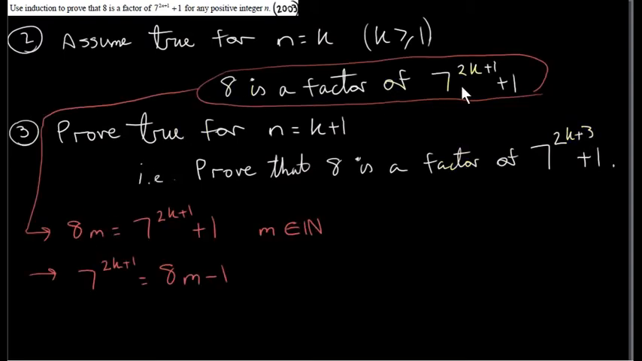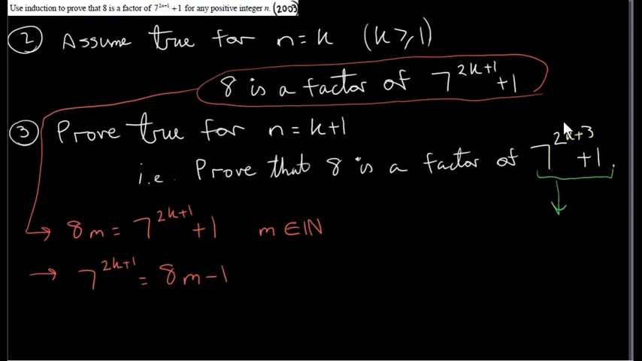So let's build on this assumption. 8 is a factor of this expression here. That means that 8 multiplied by some positive integer will give us this expression. So m is some natural number or positive integer. We can rearrange this to make 7 to the power of 2k plus 1 the subject. The reason we do that is because now we can go over to this expression here. We see that 7 to the power of 2k plus 1 is part of it.